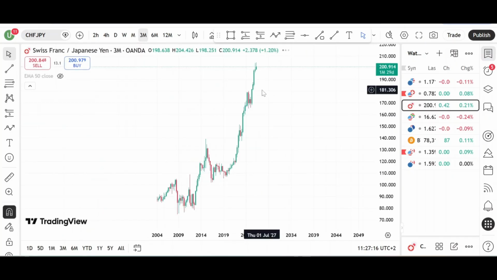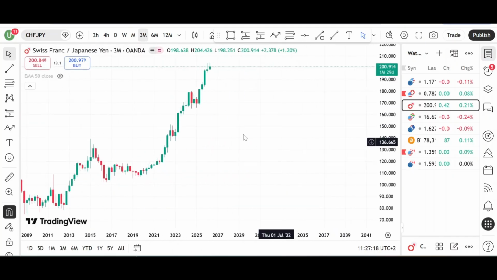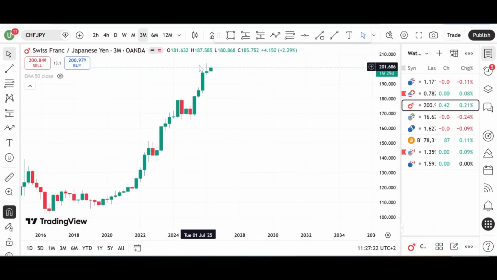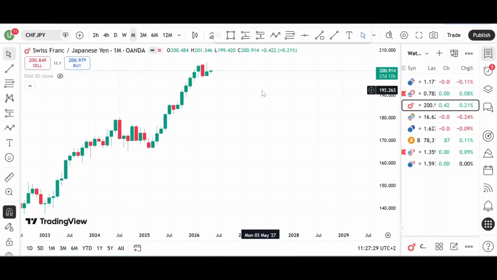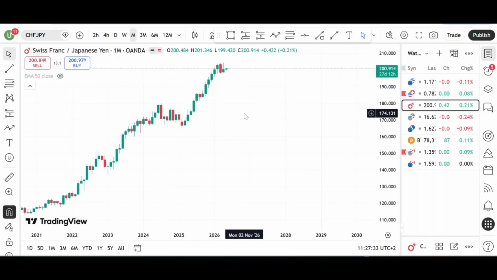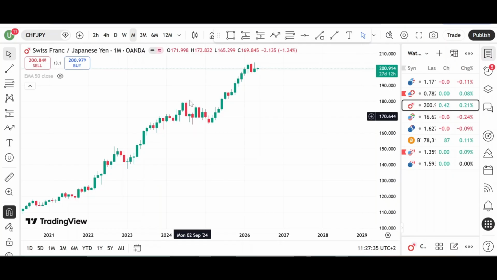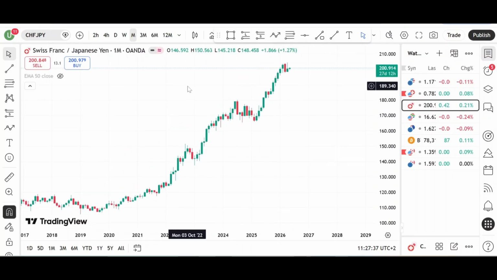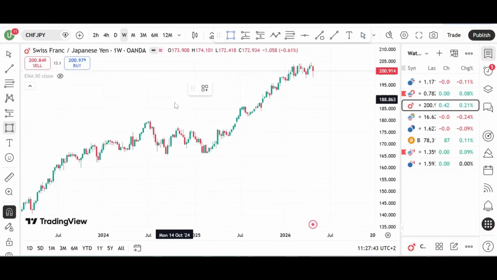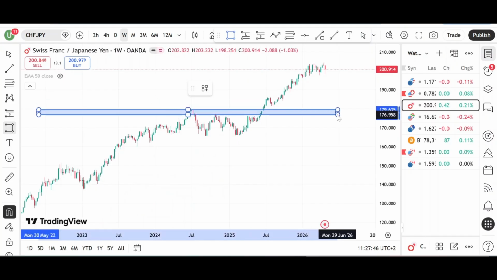Let's go to a 3-month time frame. As you can see, on the 3-month we are seeing a bullish momentum, so we cannot see clear structural levels. So this is a monthly time frame. Also on the monthly time frame, we are seeing that we are in an uptrend but no clear structure. Again, this is a weekly time frame. Okay, let's see if we can mark up our levels.